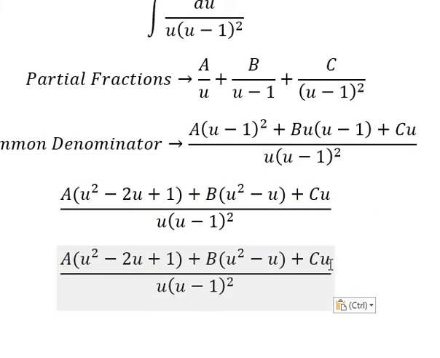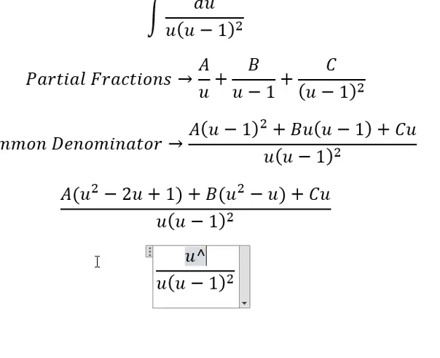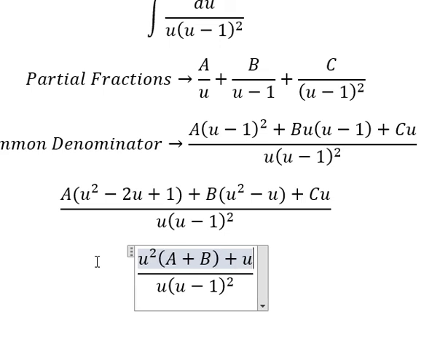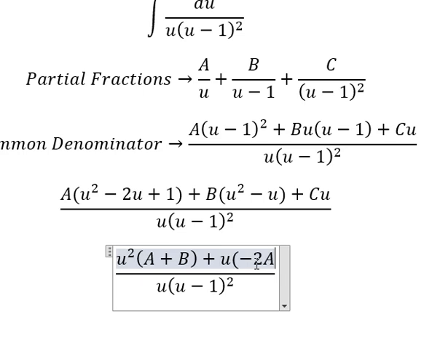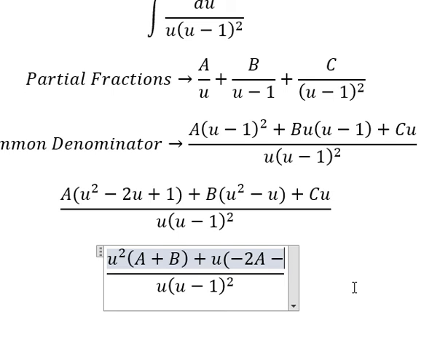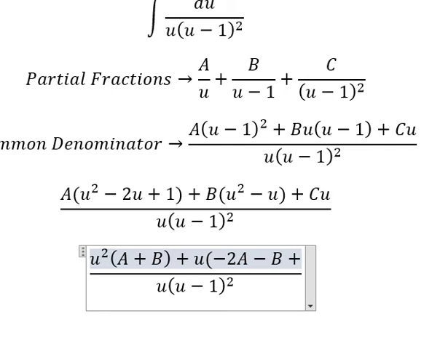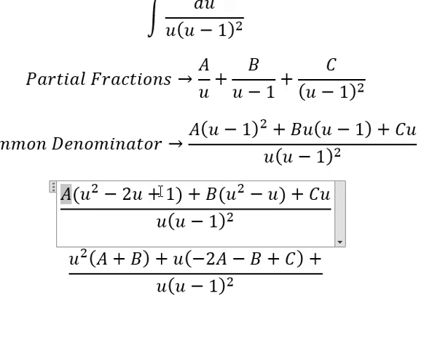Next, we need to arrange based on the terms of u. For u squared, we have A plus B. For u, we have negative 2 with capital A, so we have negative 2A. This one, we have negative 1 with B, so we have negative B. And the last one is C. For the numbers, we have A with number 1.